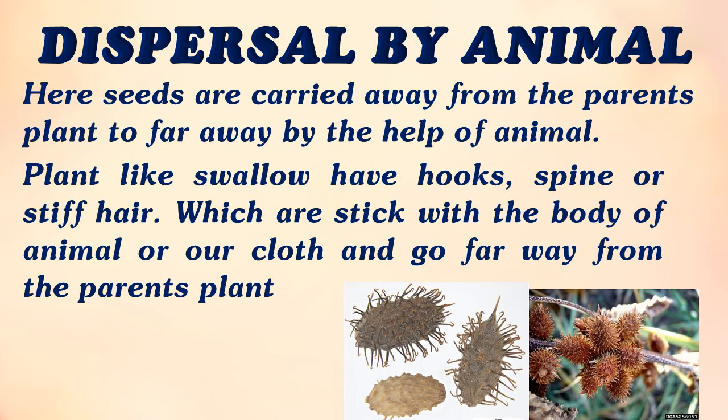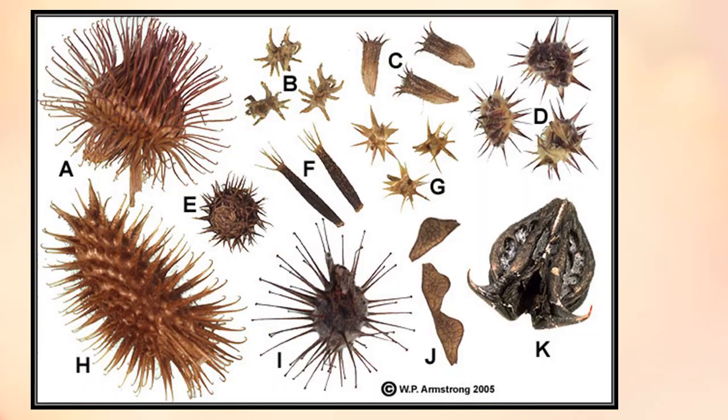The next one is dispersal by animal. Here the seed is carried away from the parent plant by the help of animals. Here the special structure of the seed helps the seed to transfer away from the parent plant. The seed contains hook, spine or stiff hair type structure which automatically sticks to the body of the animal and goes away from the parent plant. Here I have collected some examples for you from the internet. Here you can see the structure of seeds which are transferred by the help of animals.